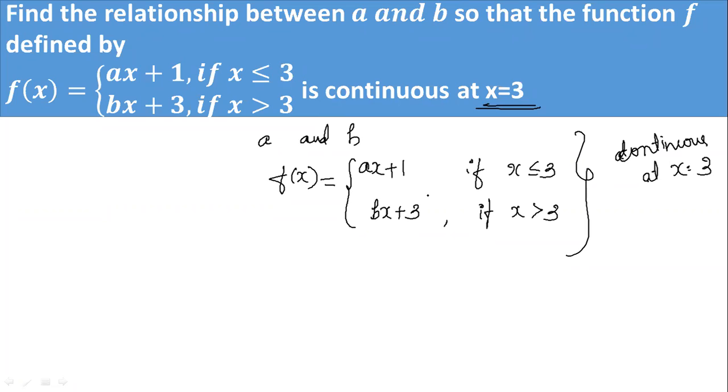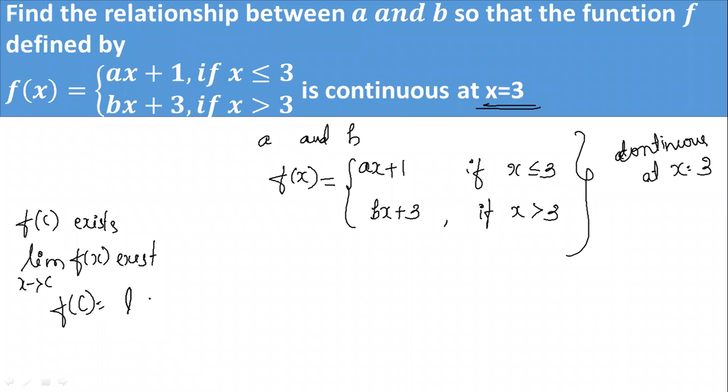So what you have to do: they have said the function is continuous. What are the three conditions you have to check for continuity? f of c exists. Limit f of x as x tends to c exists. And then you have to check whether f of c is equal to limit f of x as x tends to c. Both are equal. You have to check these three conditions.